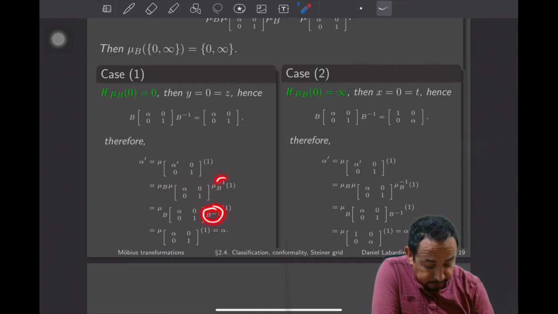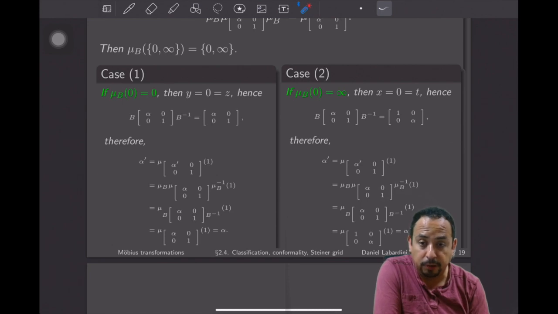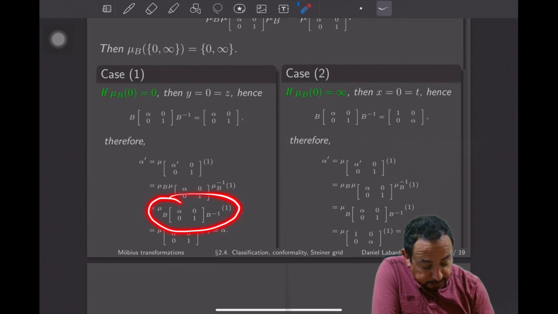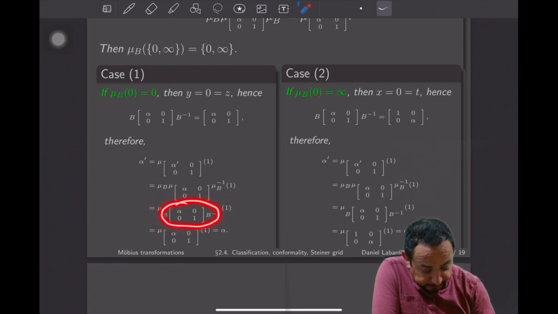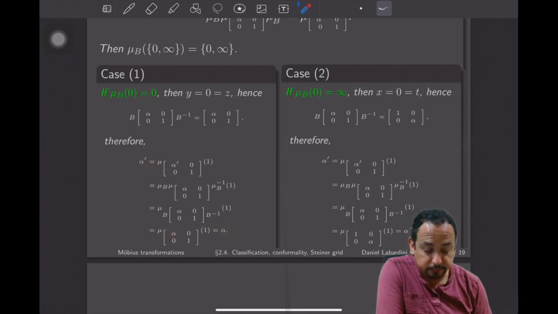where here, of course, it is B inverse. Right? And this is because taking the Möbius transformation is a group homomorphism. Right? But this matrix gives me precisely the matrix without the prime. And when I evaluate that at 1, I recover alpha. And so alpha prime is equal to alpha.